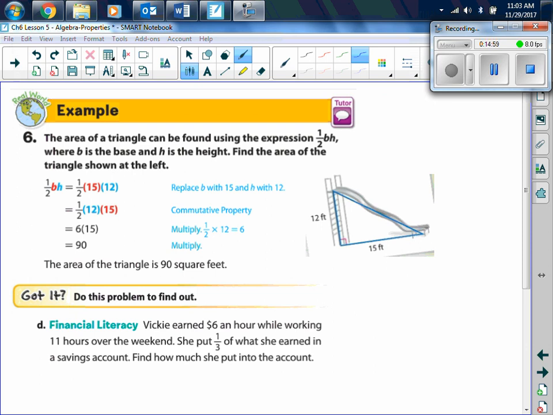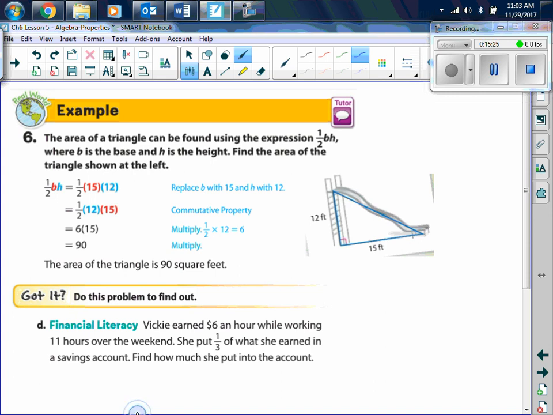Alright, so for the next example, it says the area of a triangle can be found using the expression 1/2 times b times h, where b is the base and h is the height. We want to find the area of the triangle shown at the left. Well, it's over on the right now. So here, when we substitute in, we have 1/2 times the base, which is 15, times the height, which is 12. Everybody see that?